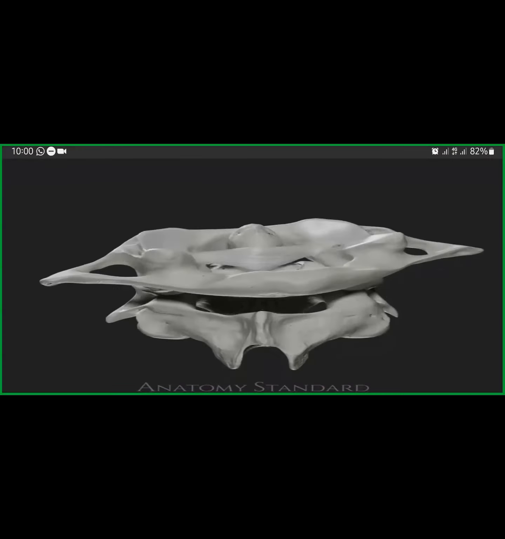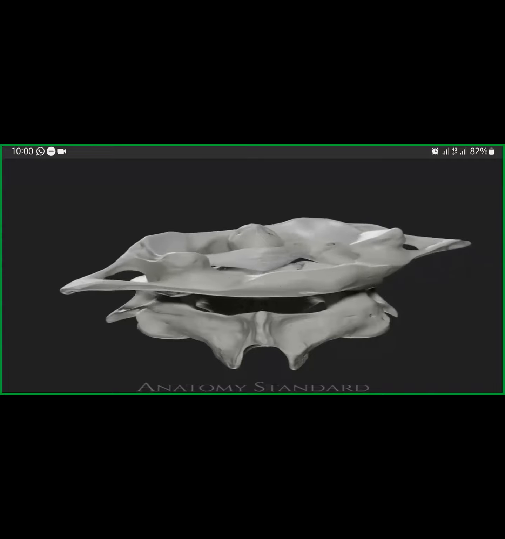In coronal CT, showing the atlantoaxial and atlanto-occipital joints. In mid-sagittal CT, showing the median atlantoaxial joint. In parasagittal CT, showing the lateral atlantoaxial joint. A short clip showing the movement at the atlantoaxial joint.